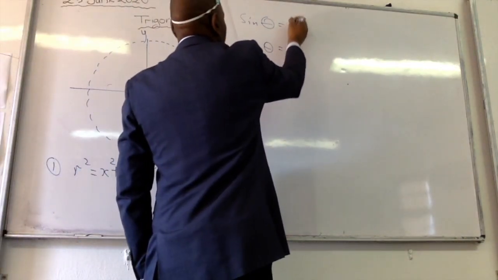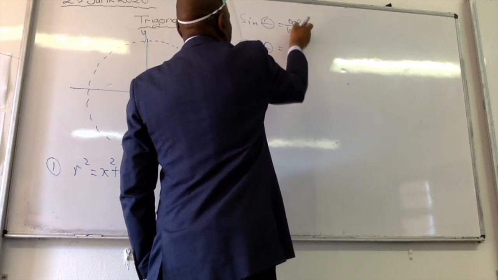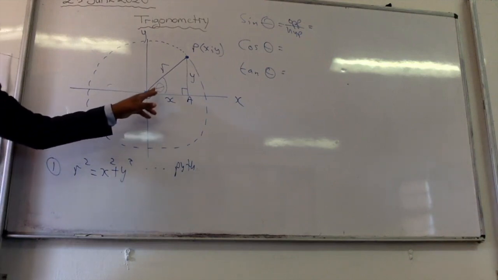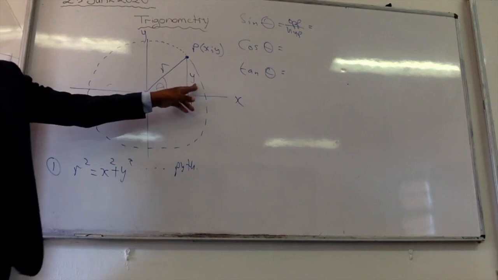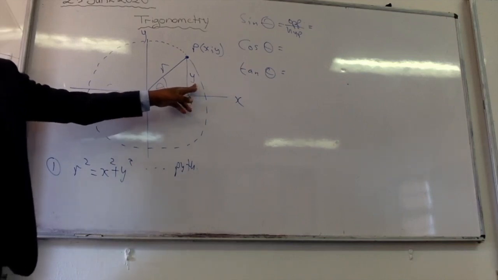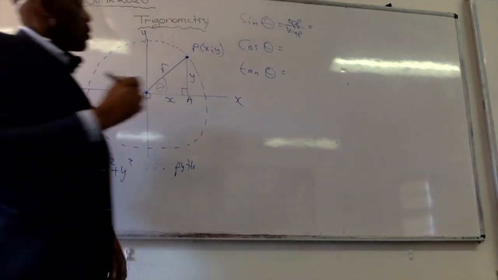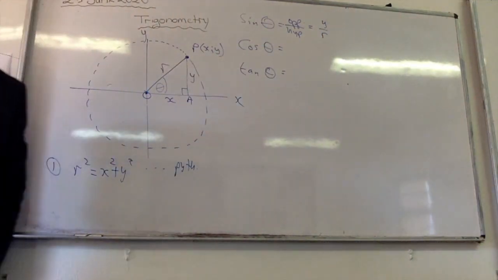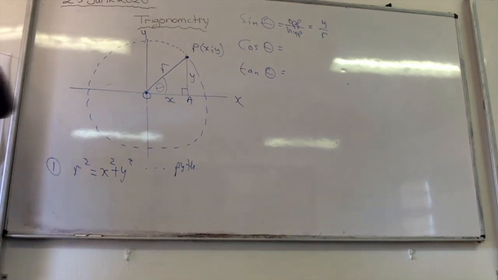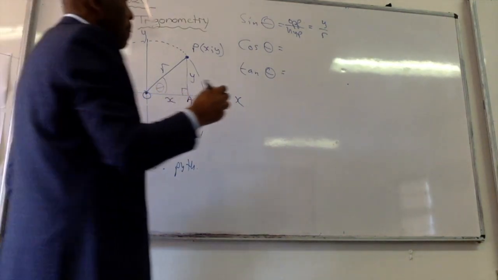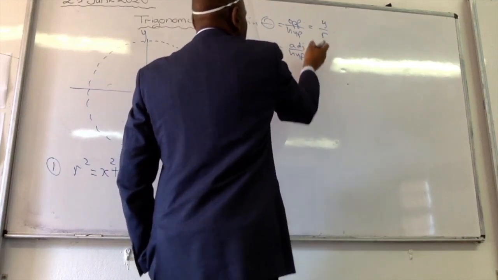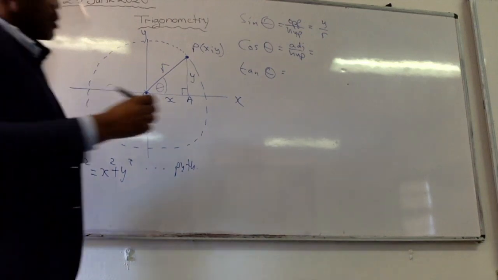Okay, so this is the opposite side divided by the hypotenuse, which is, in this case, if your angle theta is the angle that you are using, then do you see that y is actually the opposite side, and r is the hypotenuse. So we can write this as y divided by r. Okay, then cosine of theta? Yes. This is adjacent over hypotenuse, which is x over r.